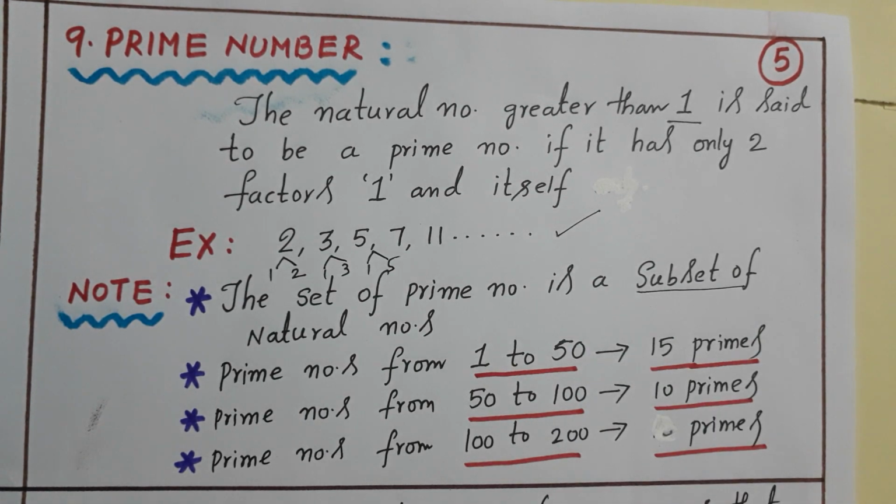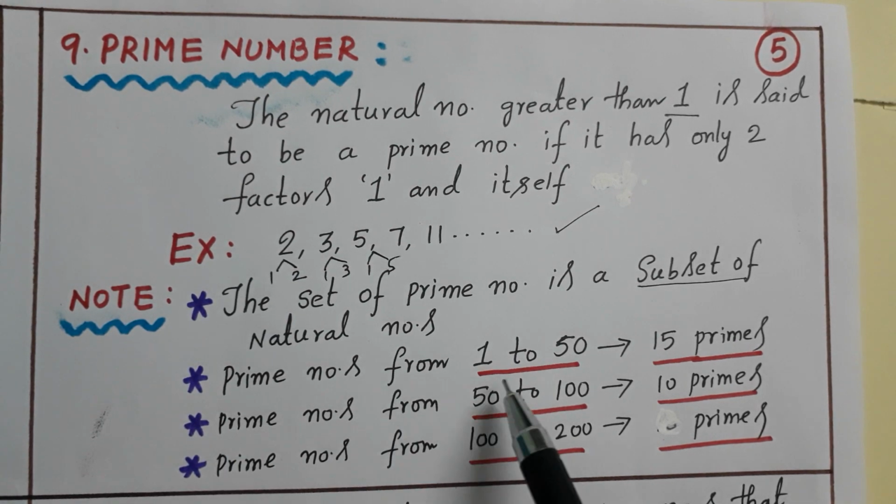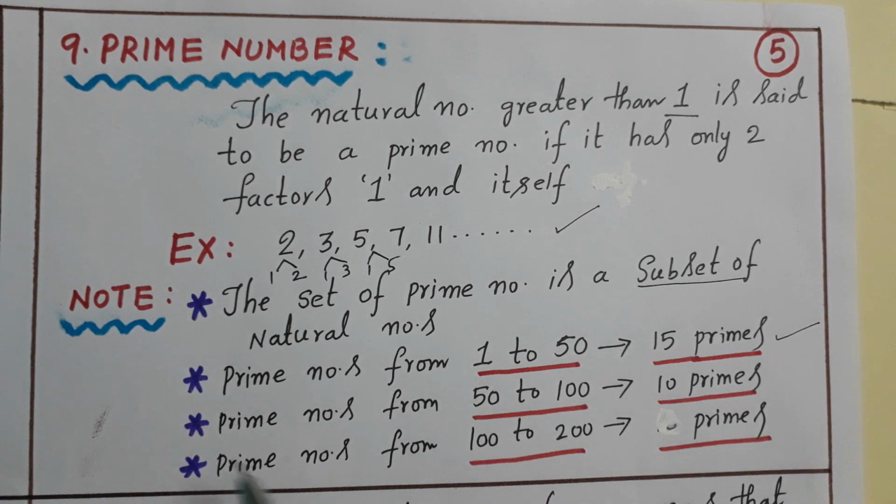Let us see the number of prime numbers between some numbers. Prime numbers from 1 to 50, 15 primes. Prime numbers from 50 to 100, 10 primes. Prime numbers from 100 to 200, 21 we have. You can write the prime numbers between these two given numbers and you can check them.